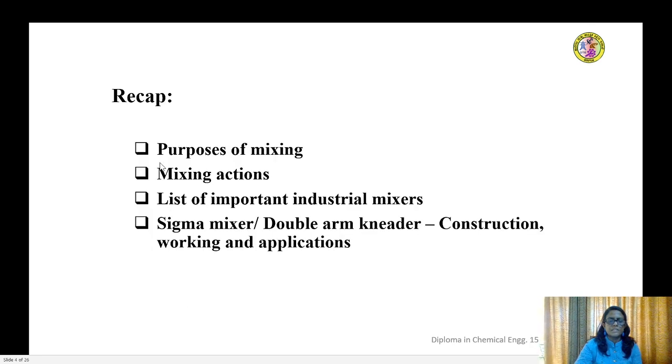So in the last class the purposes of mixing were discussed along with the various kinds of mixing actions taking place in mixers. Then, among the important industrial mixers, we saw a list of such mixers, and in that the Sigma mixer, which is also called the double arm kneader, was learned in detail with regard to its construction, working and applications.